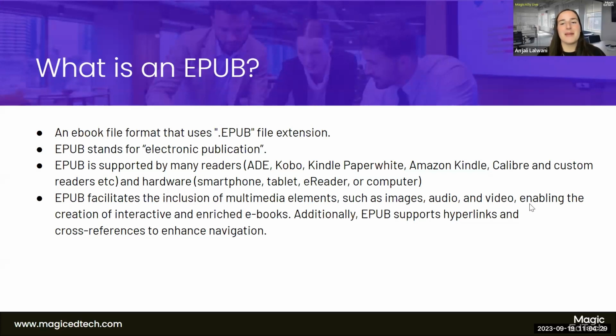ePubs are supported by many e-readers, ADE, Kobo, Kindle Paperwhite, Amazon Kindle, Calibre, and custom readers. ePubs can be read on your smartphone, a tablet, an e-reader, or a computer. ePubs facilitate the inclusion of multimedia elements such as images, audio, and video, enabling the creation of interactive and enriched ebooks. Additionally, ePubs support hyperlinks and cross-reference enhanced navigation. ePub 3.3 is the most recent version of ePubs.